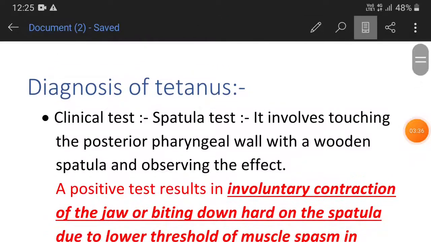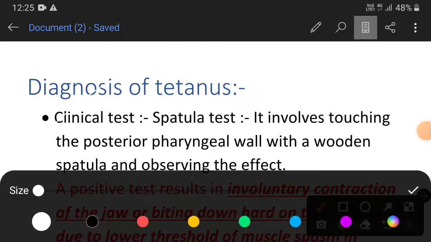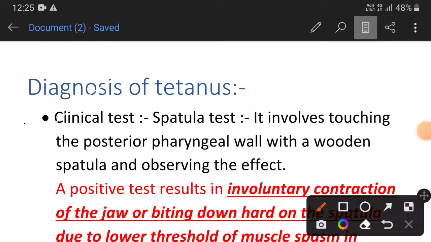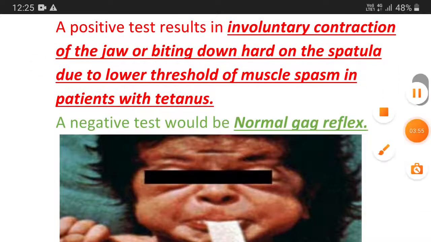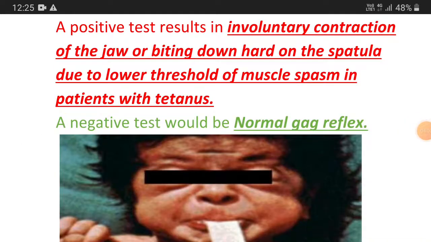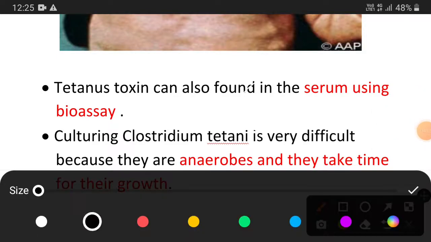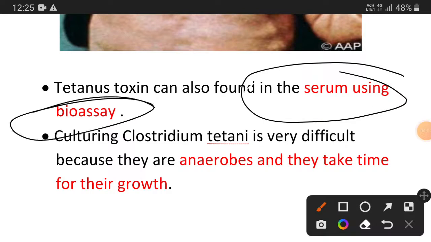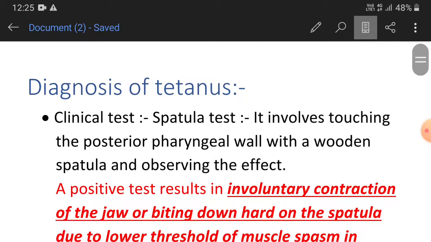Those are the 3 kinds of diagnosis. One is the spatula test, where you use a wooden spatula to touch the posterior pharyngeal wall of the patient. If you observe involuntary muscle contraction of the jaw, then you can say the test is positive. If you only observe a normal gag reflex, then you can say the test is negative, okay. You can also find tetanus toxin in serum, and along with that the culturing process is also available, okay. So that is the diagnosis of tetanus.